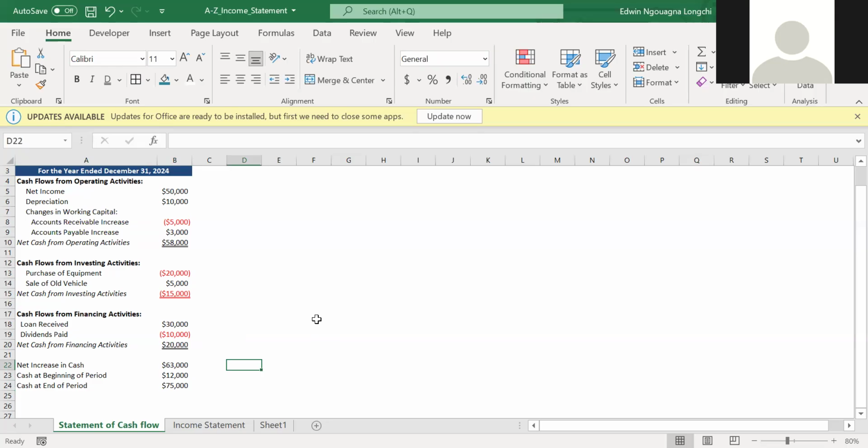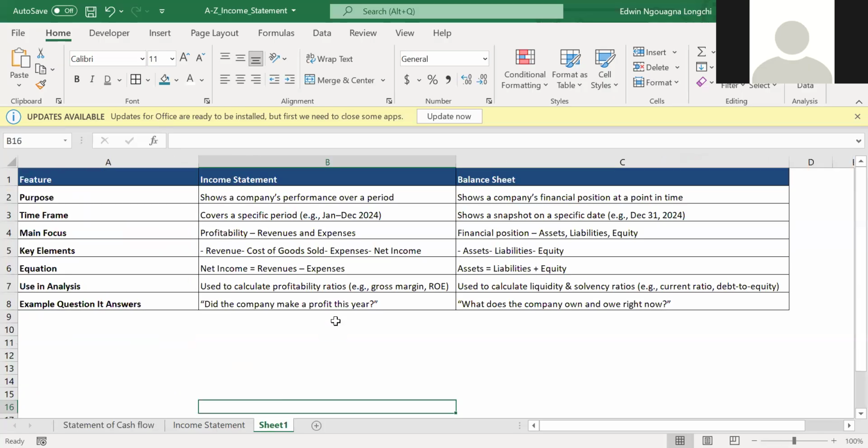And we are going to the income statement. But I want us to look at the two, income statement and balance sheet, and see what they are before we go to the income statement. So what are they? The income statement shows a company's performance over a period. It is similar to the statement of cash flow, but it does not track cash in and cash out. It tracks the company's performance.